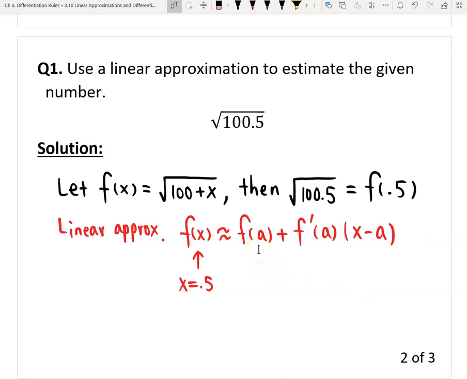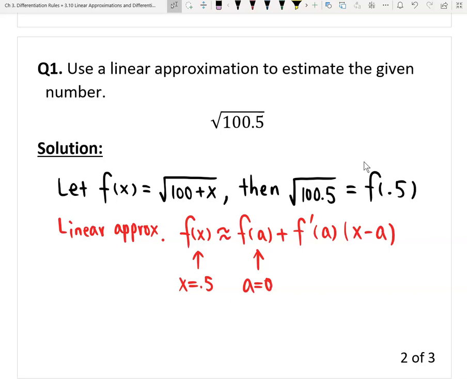Which a can we choose? I should choose 0, because 0.5 is close to 0, and also f at 0, the derivative at 0 is easy to find. So I will choose a is 0.